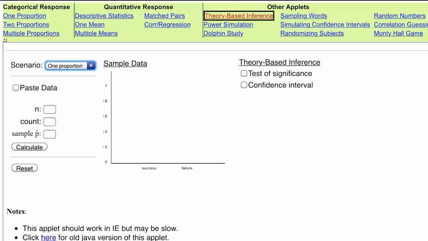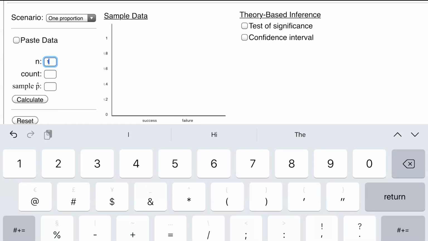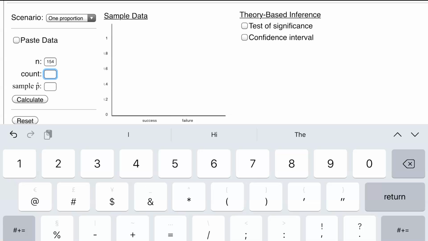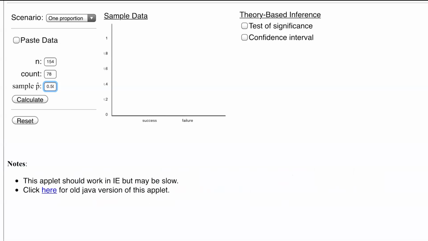Now we are also going to find a theory-based interval. So I'm going to go to the applets and look at the theory-based inference applet. And because my variable is categorical, I'm in the one proportion scenario, which is the default, but that's where we would find the scenario. And I'm going to put the n value in. The sample size was 154. Now, if you were given a count, I would put the count in. 78 out of the 154 students correctly identified the flavor.